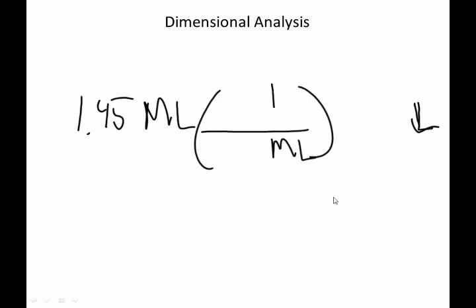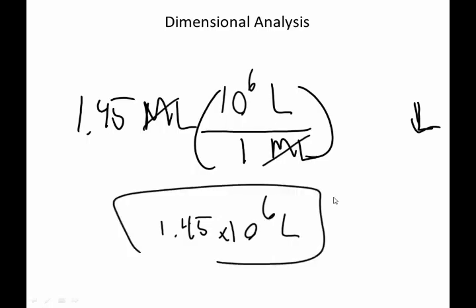So let's do 1.45 megaliters to liters. All right? So megaliters goes down here, liters, 1. Do you guys remember what mega means? Mega is 10 to the 6th. So then I get 1.45 times 10 to the 6th liters is what that is. So hopefully that all makes sense.